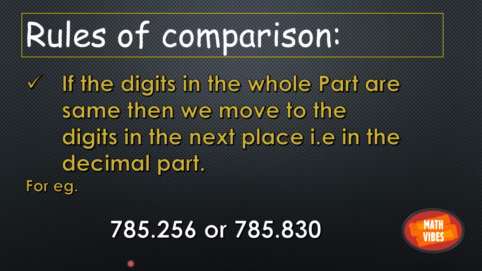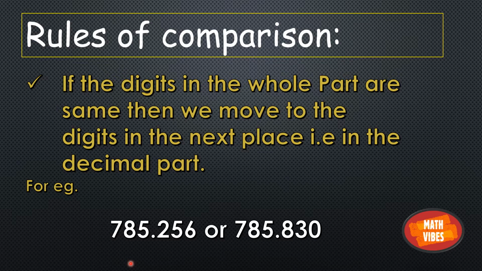So here comes our rule 2: if the digits in the whole part are the same, then we will move to the digits in the next place, that is, in the decimal part, and start comparing those. Now, if in some case they are also the same, then we move to the next digit. If they are also the same, again move to the next digit.